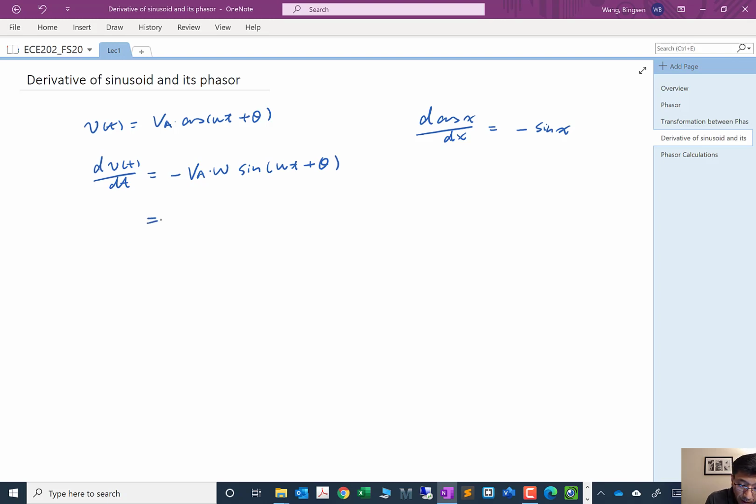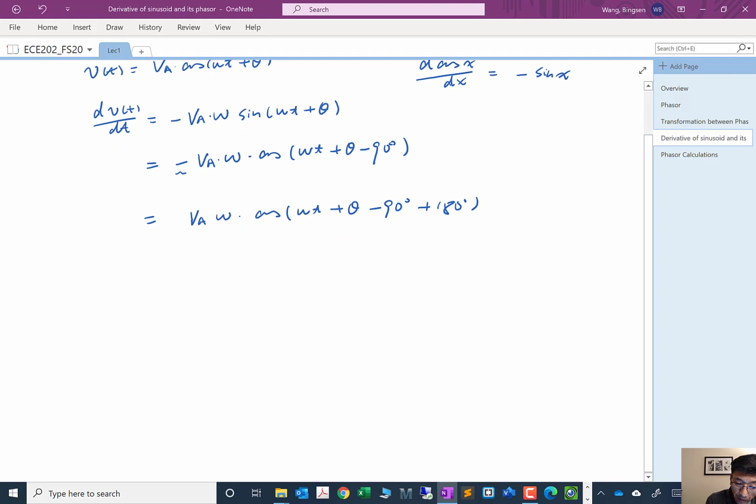So if we change that to cosine, using the trig identity we used before, that would be equal to negative Va times omega times cosine(omega t plus theta minus 90 degrees). If we move this sign inside the cosine function, we need to add 180 degrees, so that will be equal to Va times omega times cosine(omega t plus theta minus 90 degrees plus 180 degrees), right?